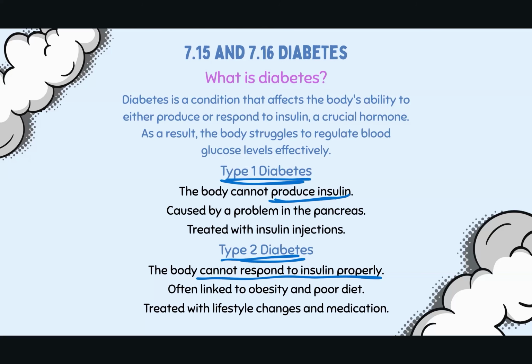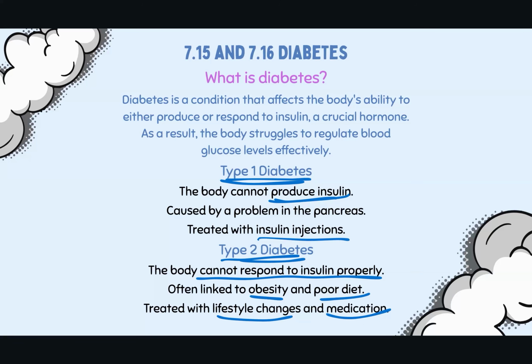So type 1 diabetes, it cannot produce insulin because there's a problem in the pancreas. This is an inherited disorder and it's treated with insulin injections. Type 2, on the other hand, it cannot respond to insulin properly. It's linked to obesity and poor diet, and it can be treated with lifestyle changes and medication.